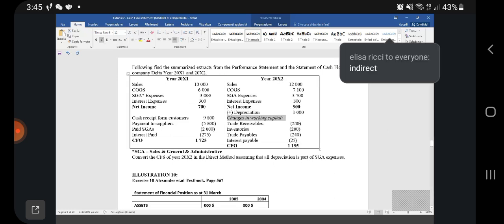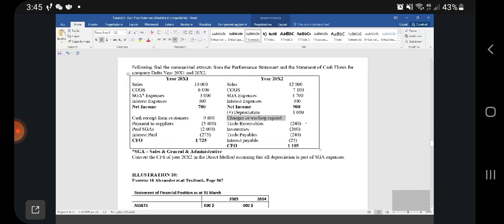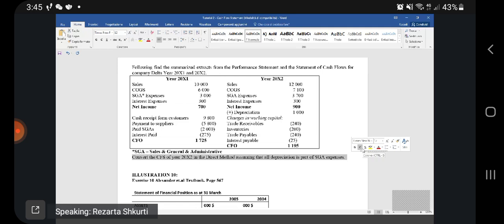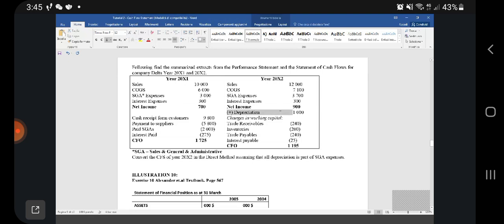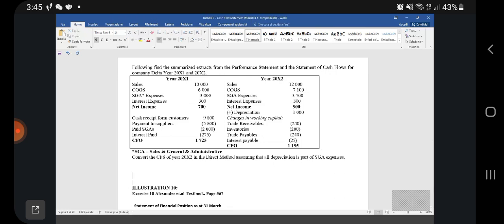So what basically is required from you is to convert the cash flow statement of year 2022 to the direct method. Now, with one assumption: all the depreciation that is mentioned here, you can include that as part of the selling, general and administrative expenses. Okay? Good. As usual, I'm preparing the way you can solve this exercise, and you can fill in the blanks yourself or together later.